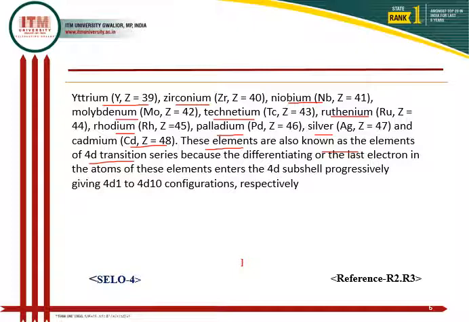So we can say the differentiating or last electron in the atom of these elements enters the 4D subshell. So 4D1 to 4D10 configurations are there for these elements. That's why these elements are classified as the 4D series. To remember all 10 elements of the second series, we have a simple sentence or a trick. You can use your own trick if you have one.